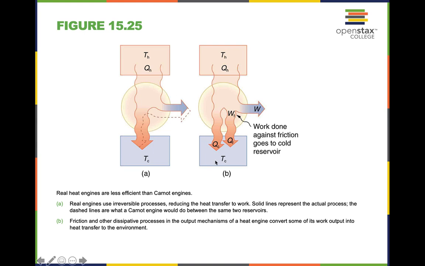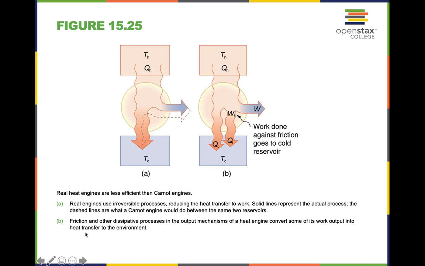So here we have 15.25. Real heat engines are less efficient than Carnot engines. That's what's stated in the previous slides. Real engines are irreversible processes, reducing the heat transfer to work. Solid lines represent the actual process. The dashed lines are what Carnot engines would do between the same two reservoirs.